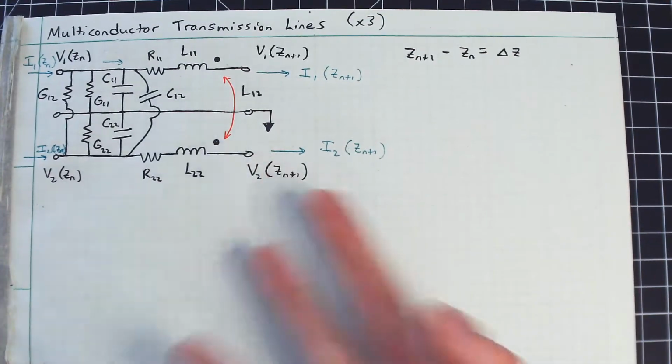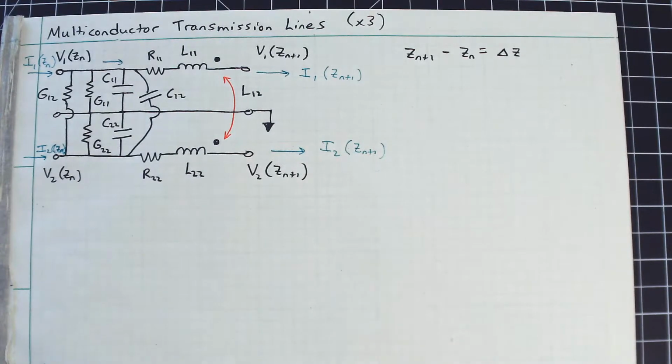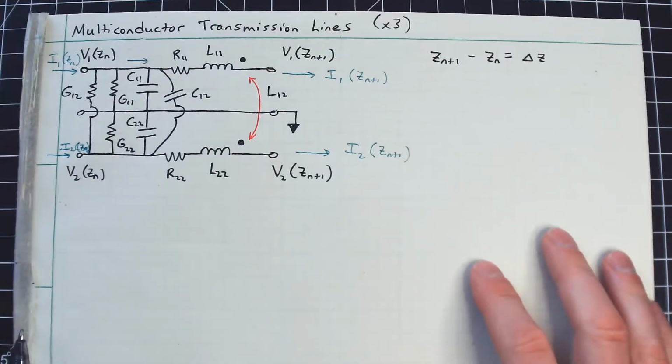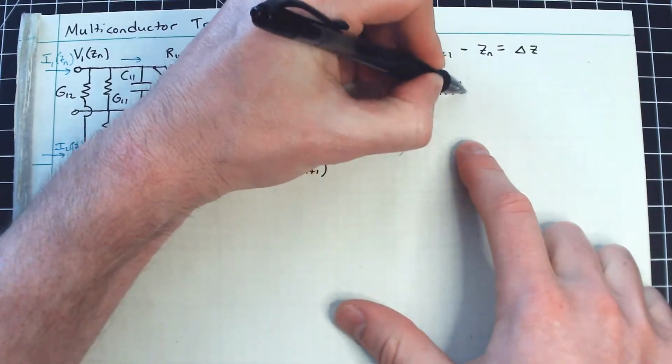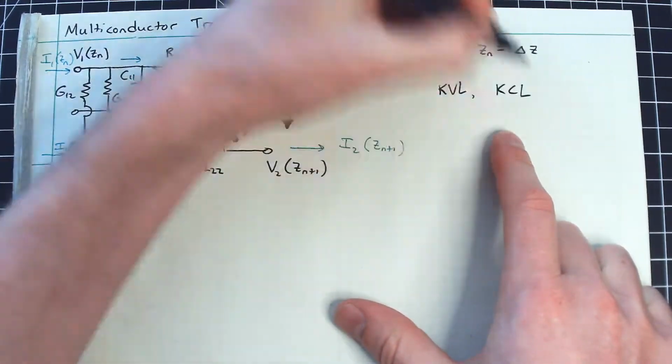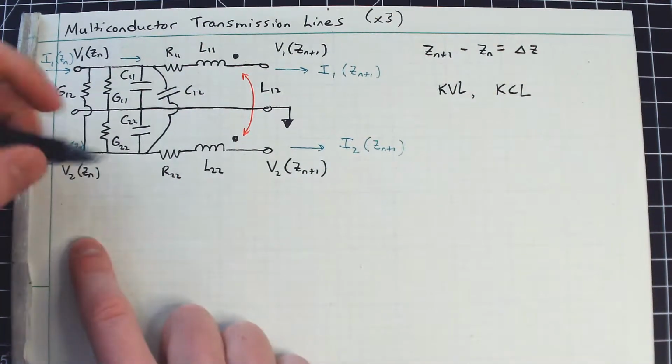In this case, we're just going to do a three-conductor line. And like I said, this derivation can be generalized to n arbitrary lines, but for the sake of simplicity, we're just going to do it for a three-conductor line. Okay, so the basic derivation is very straightforward. All we're going to do is apply Kirchhoff's voltage law and Kirchhoff's current law, right? So you have KVL and KCL. Let's go ahead and do Kirchhoff's voltage law right now.